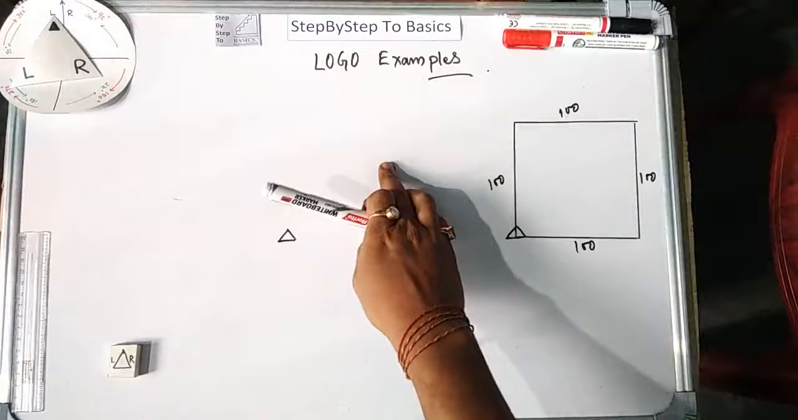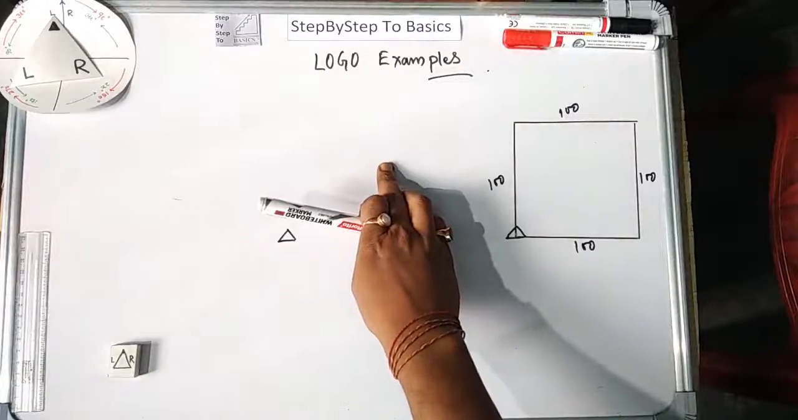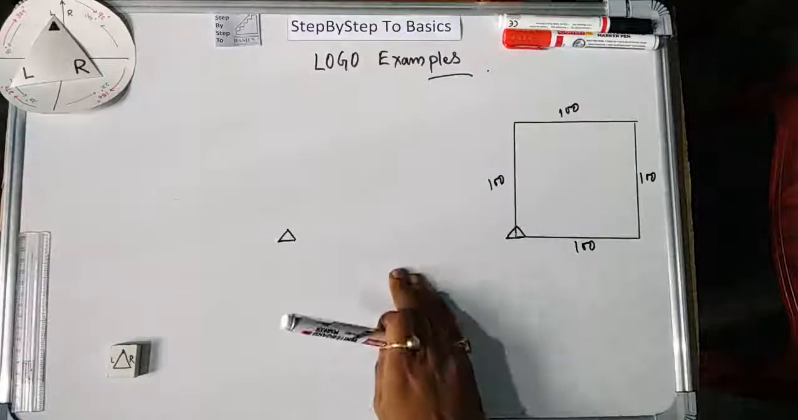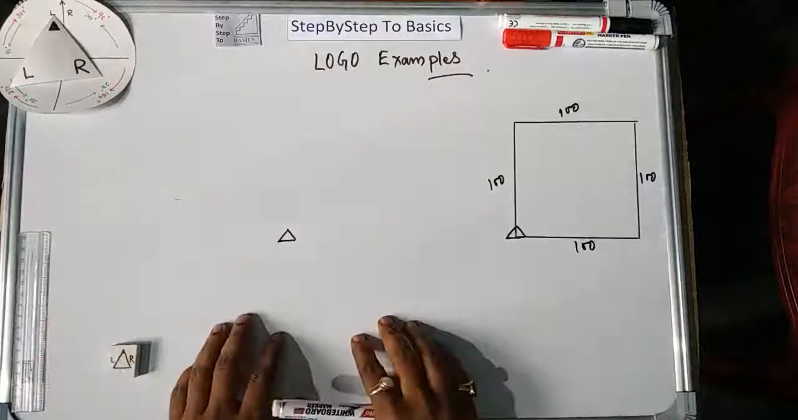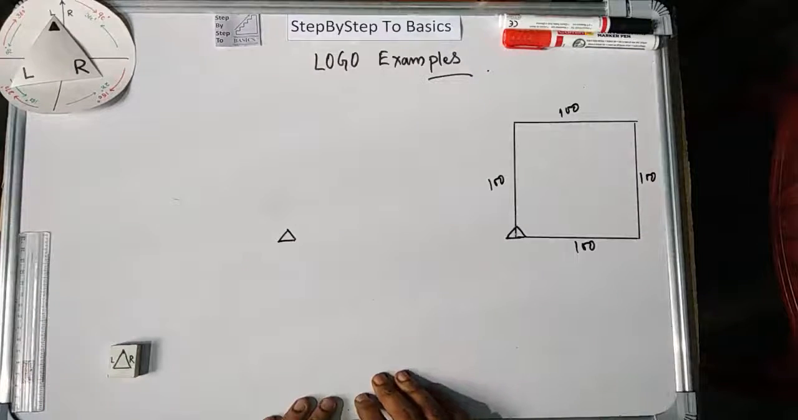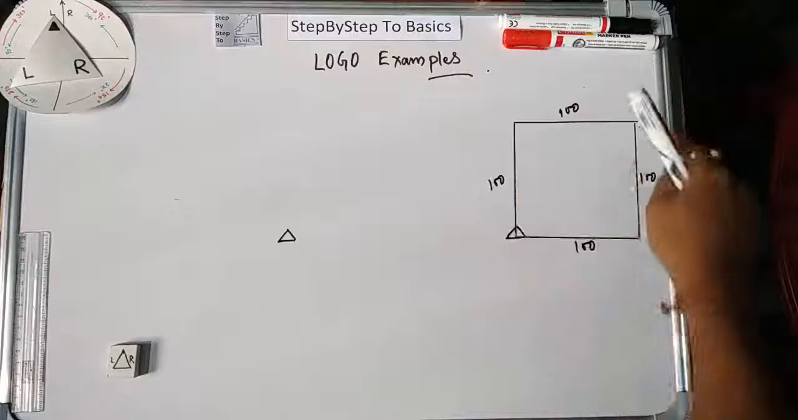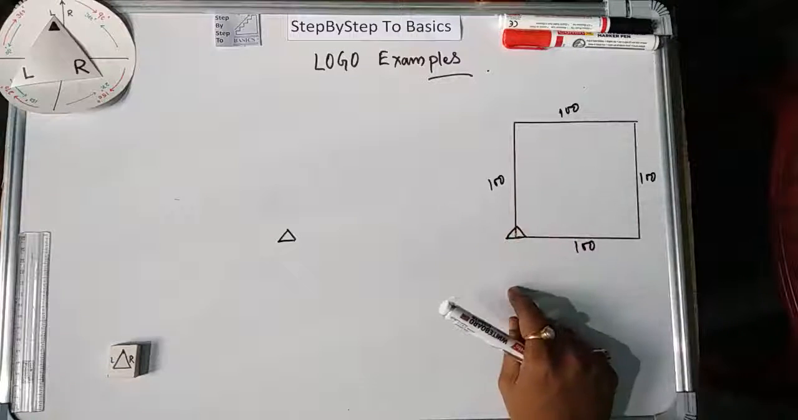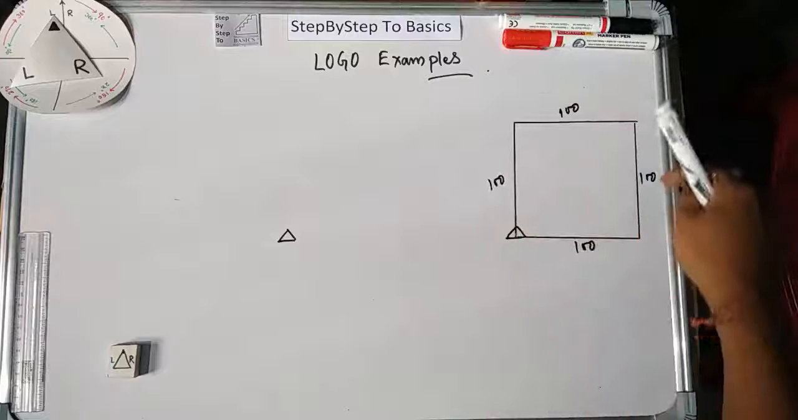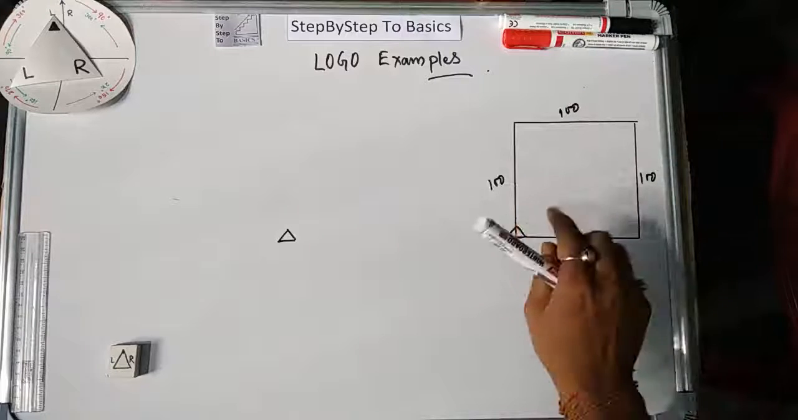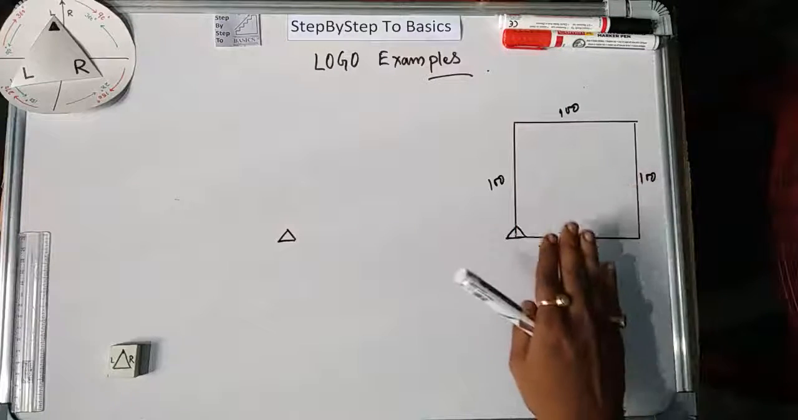Today's subject is computer, and I'll be giving some examples of Logo which I explained in the previous video. So let's start. First, you can see this is my first question, first example. As you can see, it's a square diagram with 100 steps everywhere. You can see I have to write the code for this one.